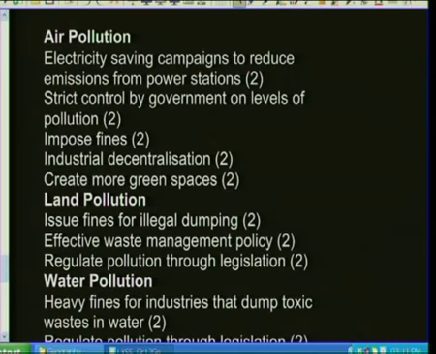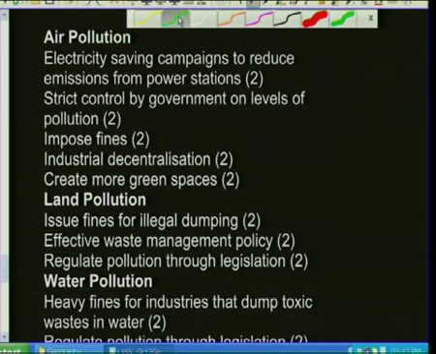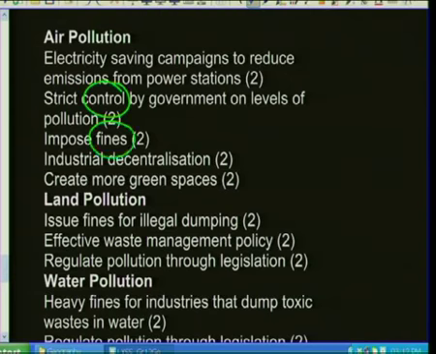In terms of air pollution, electricity saving campaigns. As you know, in South Africa, most of our electricity comes from coal-fired power stations. That produces a lot of combustion and air pollution. So if we can cut down on our electricity or go to cleaner sources of electricity, that will help us a lot. A lot of the things that we're going to be talking about here will be punitive, that is, punishment type things. So for example, the government could impose controls and fines for people polluting the area. They could then use that money to repair the area.